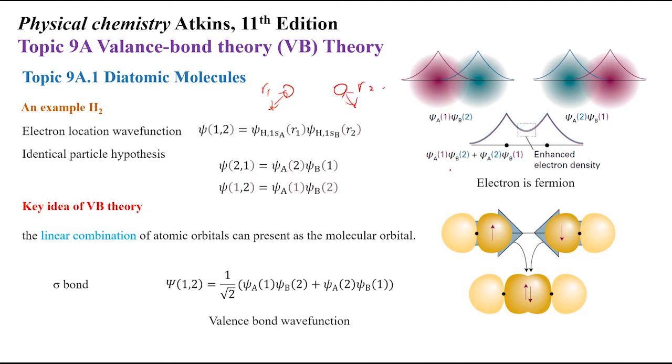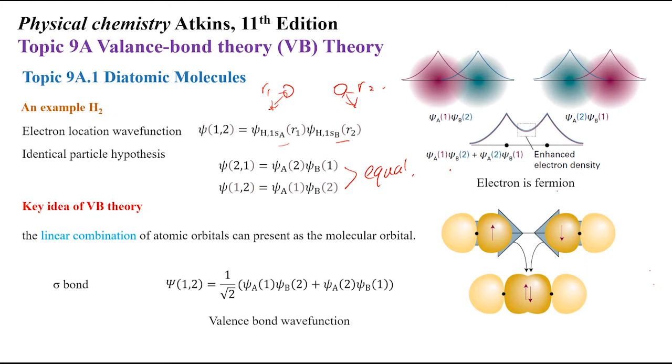So we have this formula here: phi 12 is equal to phi H1s A, because the hydrogen atom only has one atomic orbital named 1s, and this is hydrogen A and this is hydrogen atom B. For convenience of calculation, we represent R1 as 1 and R2 as 2. If we apply the identical particle hypothesis, 全同粒子假设, we will have phi 21 equal to phi A2 multiplied by phi B1, and phi 12 equal to phi A1 multiplied by phi B2. And these two are equal. You can't distinguish one hydrogen atom from the other.